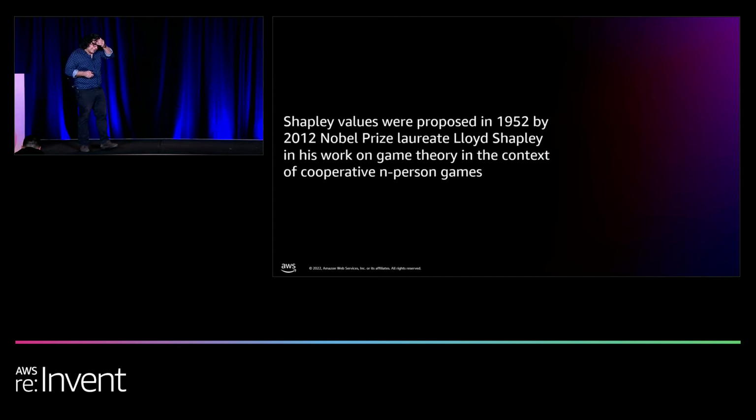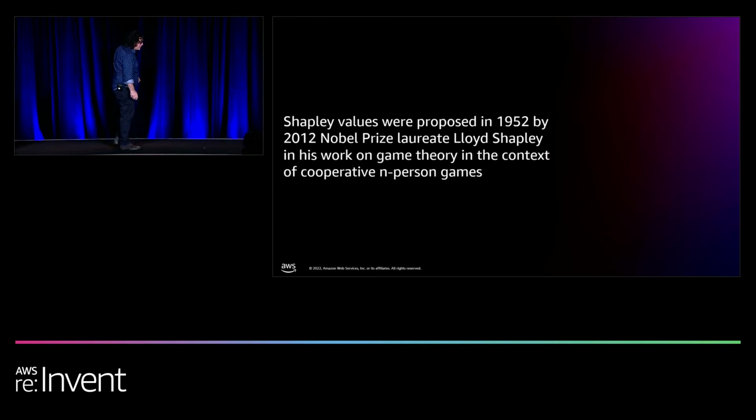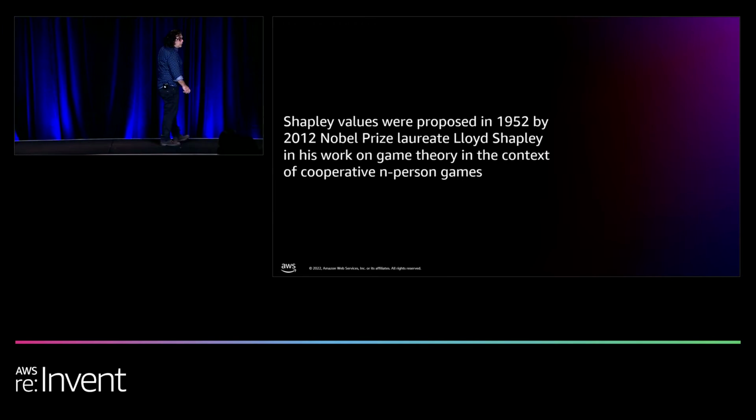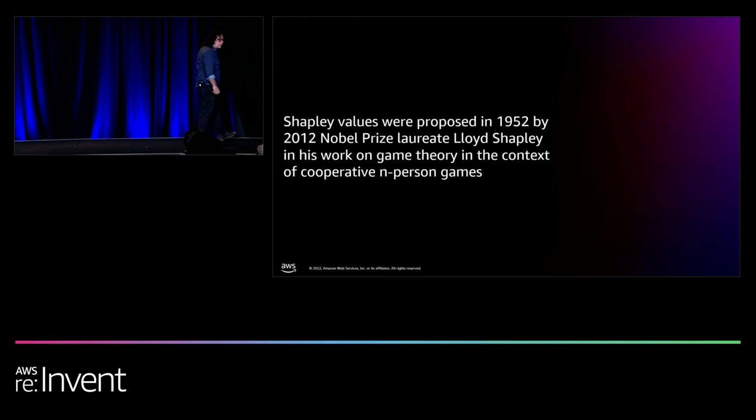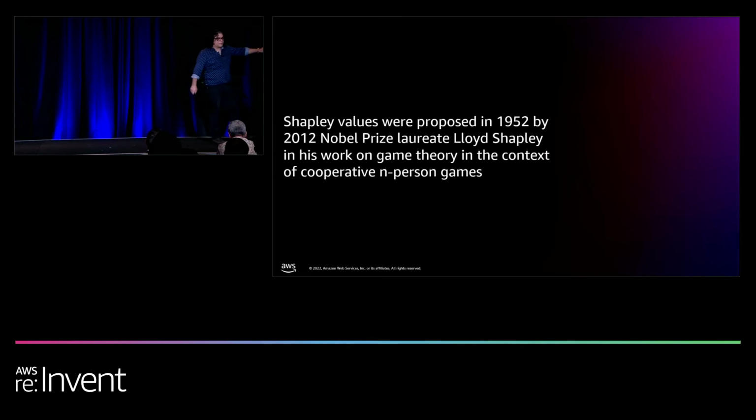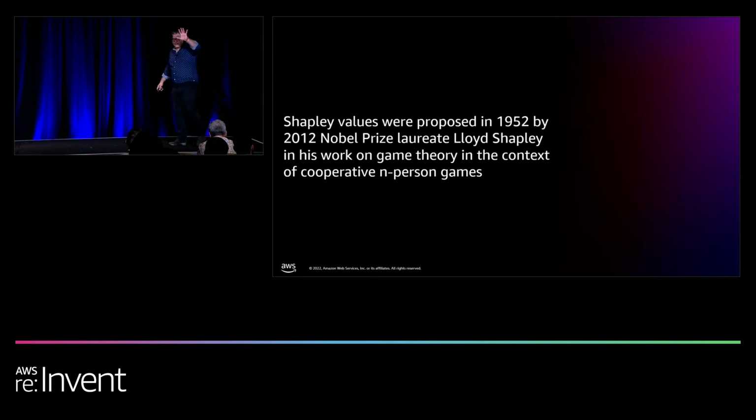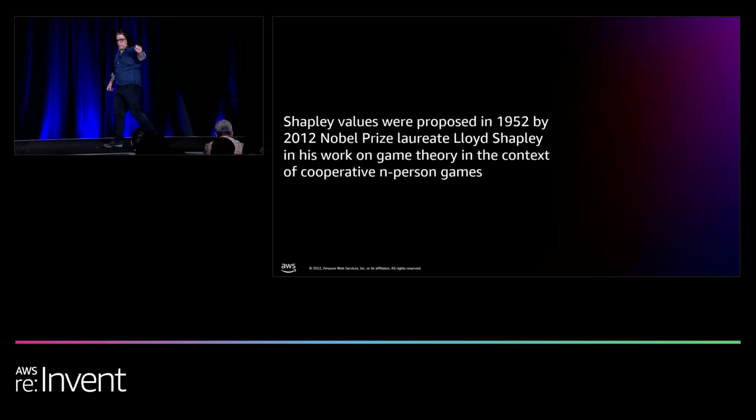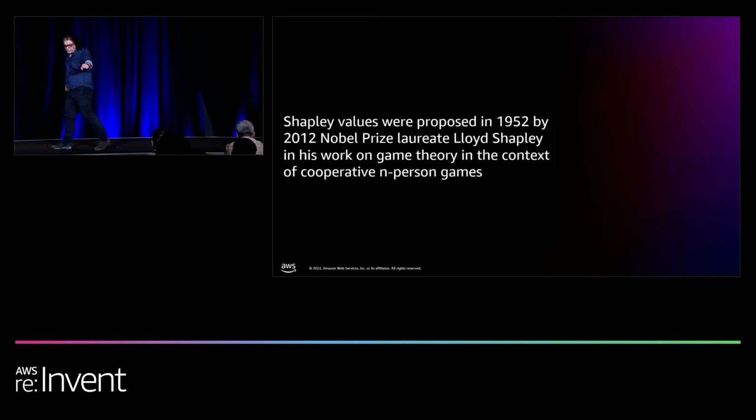But he basically introduced Shapley values back in '52, and in 2012 got the Nobel Prize for it, and it's become one of the most prominent ways of doing feature attribution in machine learning, by giving how much reward you have to give to inputs.